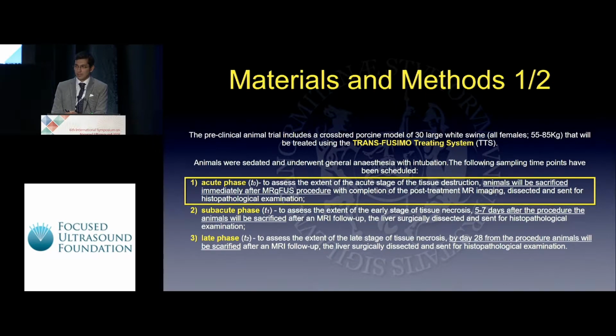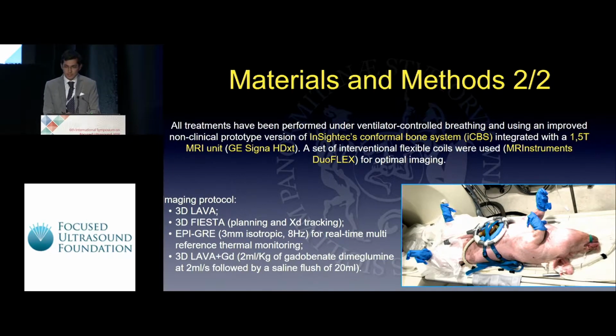The trial is ongoing, as I told you, and this is the design of the study. It will include 30 pigs, 30 large white swine. Today I'm going to show you only an example of the phase 1 acute phase treatment, with the aim to assess which kind of necrotic lesion we are able to induce in an acute setting. All treatments have been performed under ventilator-controlled breathing.